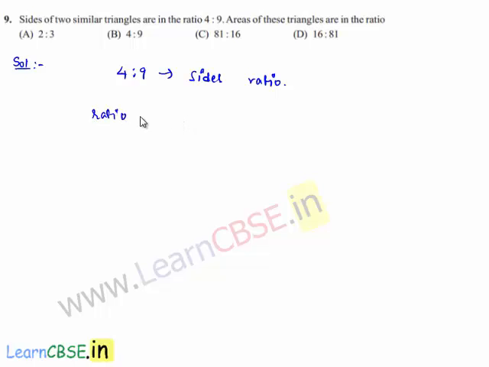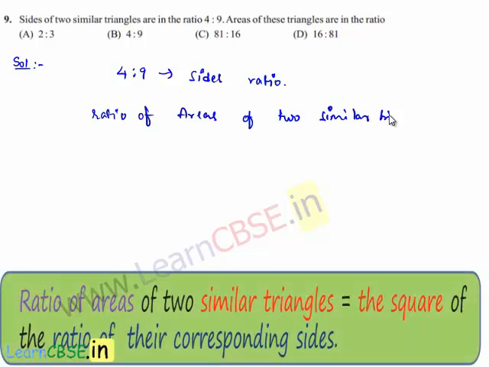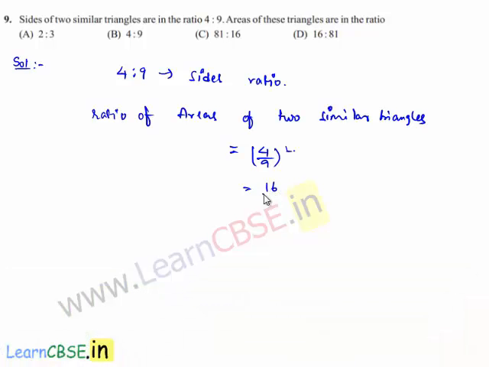We know that the ratio of areas of two similar triangles is nothing but the square of the ratio of sides, that is 4/9 whole square here, which is equal to 4 square is nothing but 16, by 9 square is nothing but 81. So overall the ratio will be 16:81. That is our solution, and here it is option D.